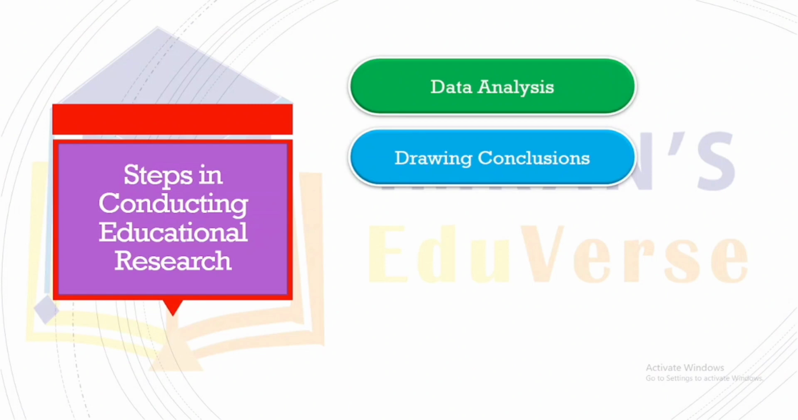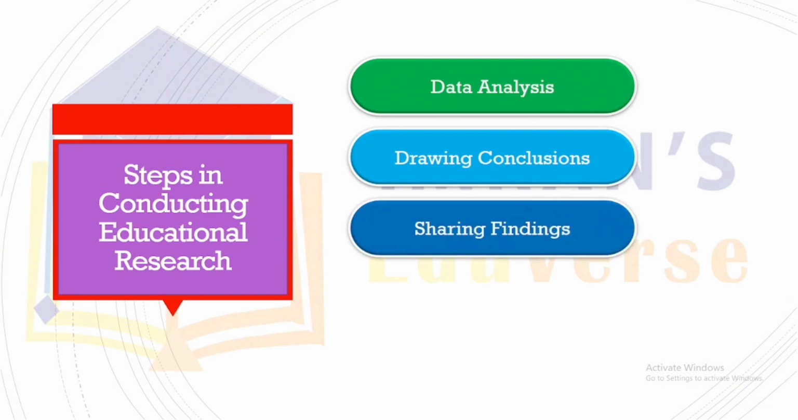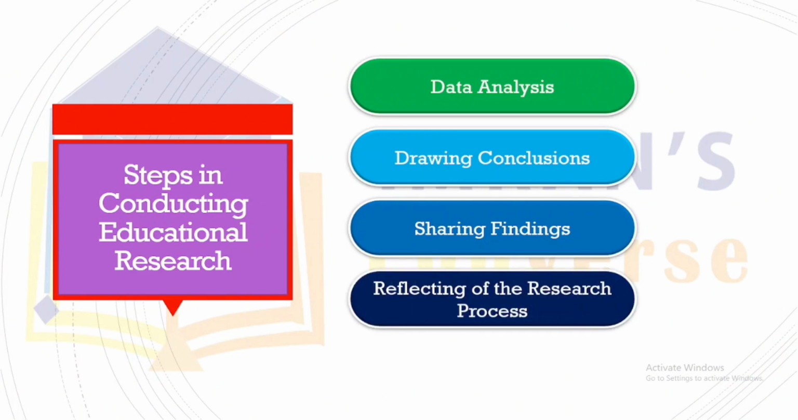Researchers disseminate their findings through scholarly publications, conferences, or other platforms. Sharing results contributes to the broader academic community's understanding and allows for peer review and feedback. Researchers reflect on the entire research process, considering their strengths, limitations, and potential areas for improvement. This reflection informs future research endeavors and contributes to the ongoing development of educational research methodologies.